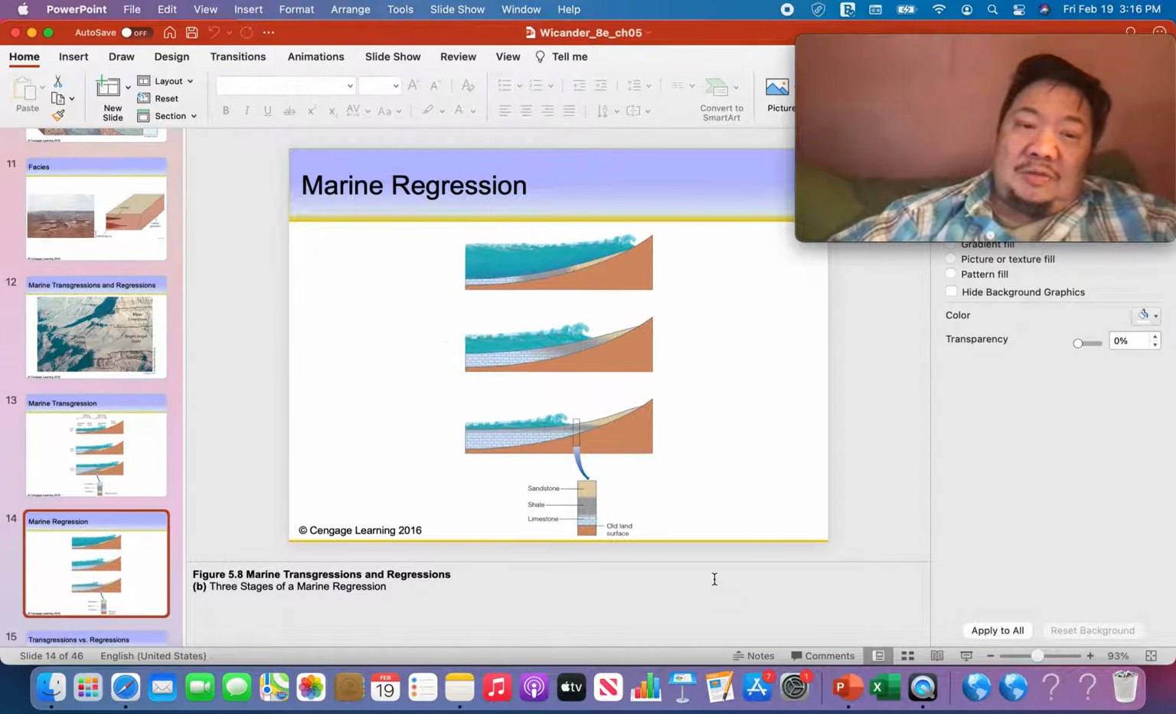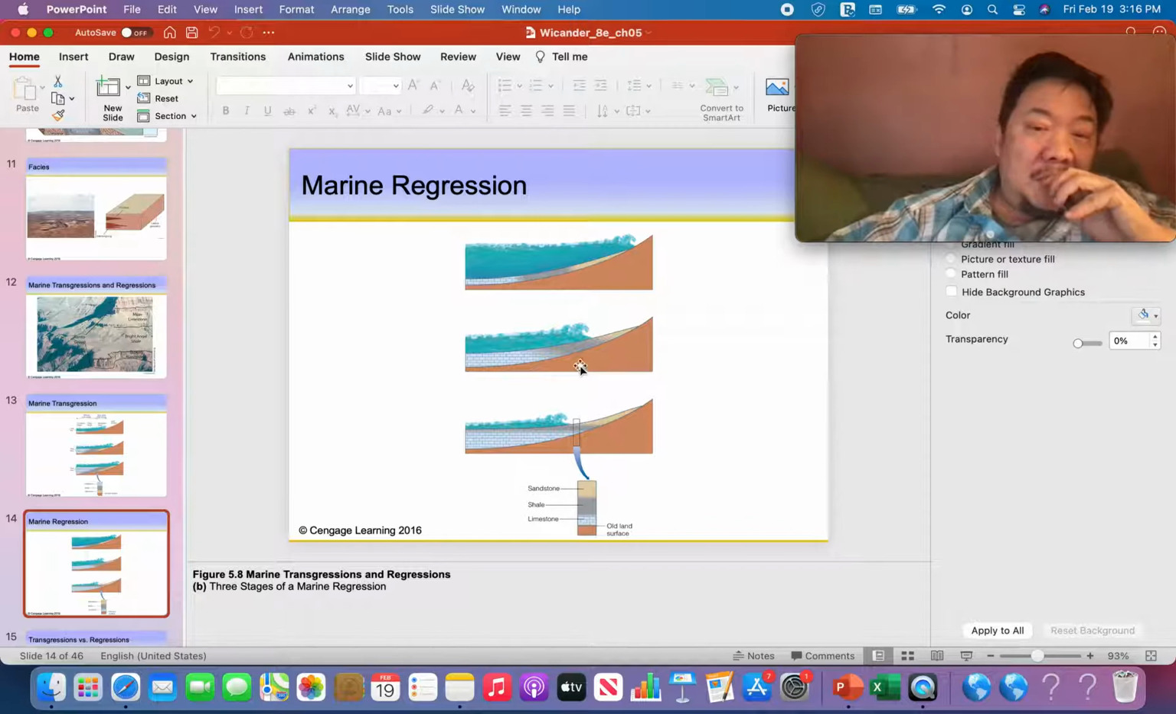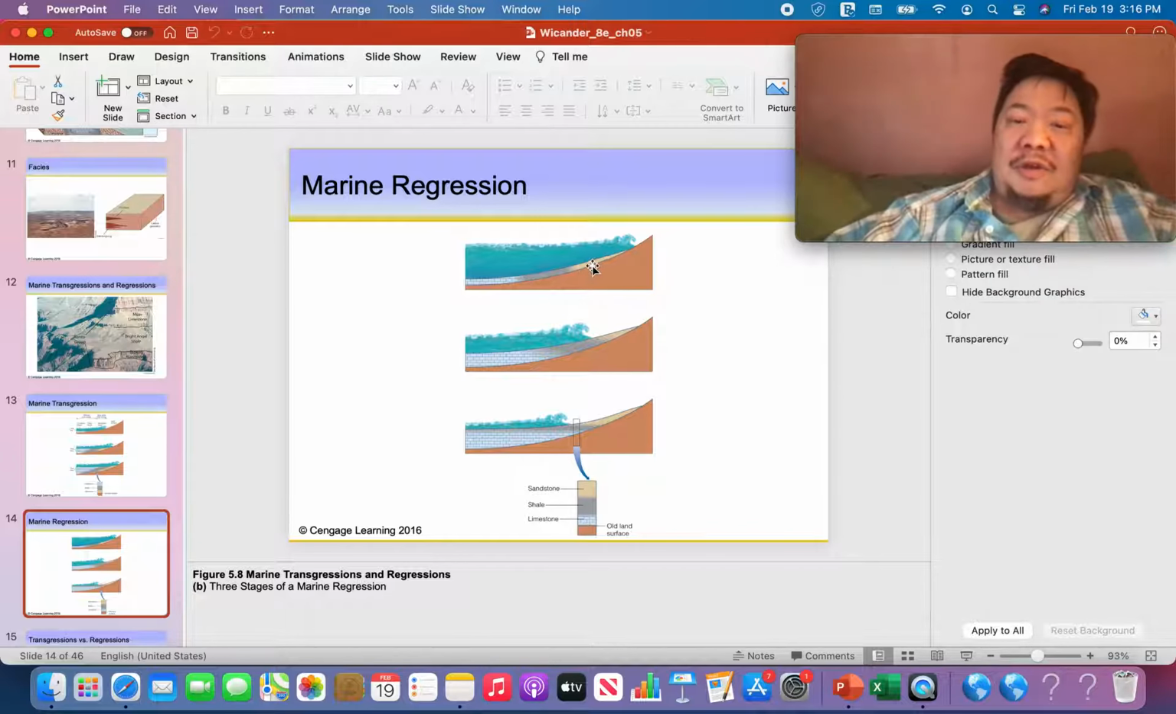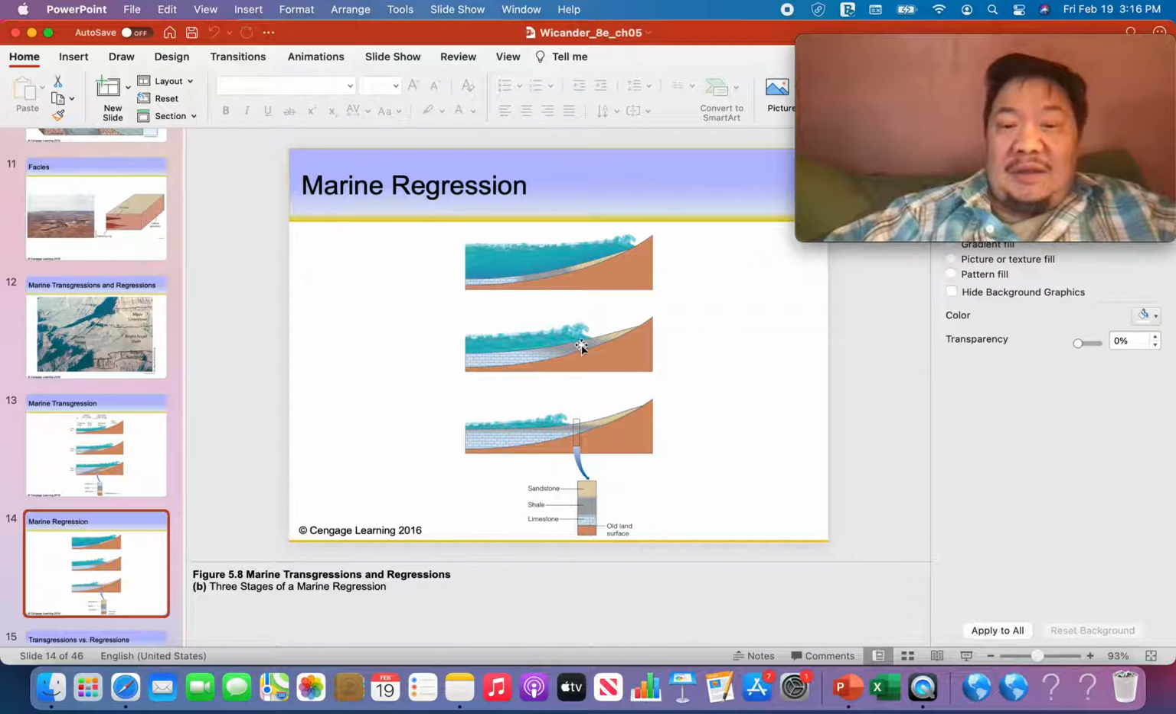Let's take a look at the next one. A regressive sequence is the opposite of a transgressive sequence and occurs when you have ice ages or global cooling. Here you can see your sand, which will become quartz sandstone, your clay, which will become shale, and your lime, which will become limestone. Now you're seeing that the sea level is retreating during an ice age.